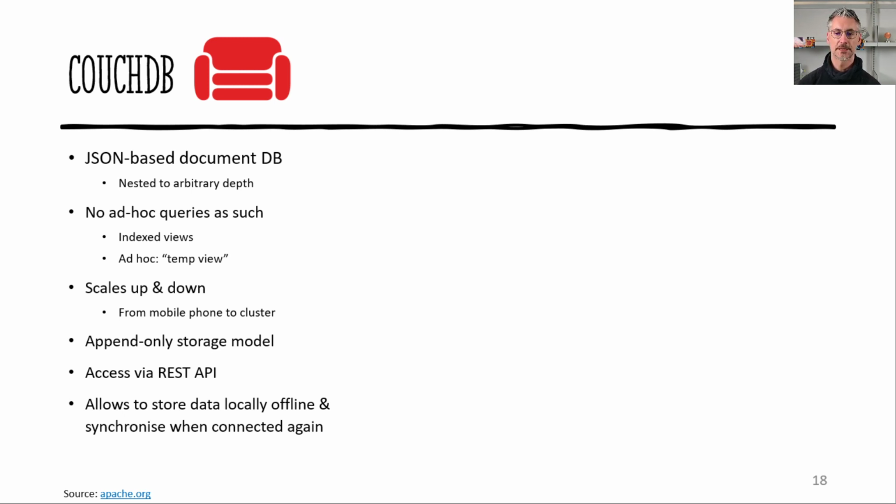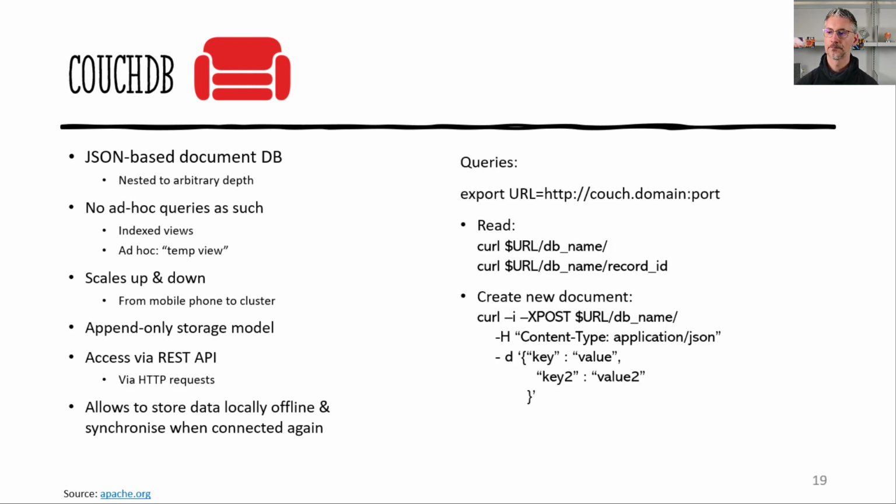It can run on your mobile phone, but it can also run on a cluster. One characteristic is that it doesn't delete data ever. It only grows and appends. If you delete data, they are just marked as deleted. Again, you access it via an API, and one key feature is that it allows you to locally store data offline, then synchronize with the server later.